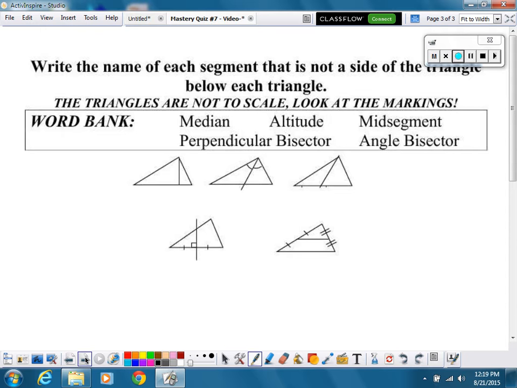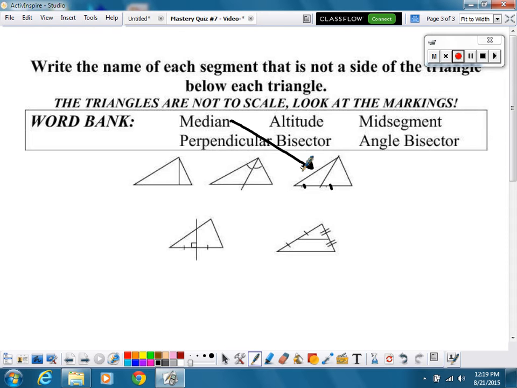The median, I know, starts at a vertex and cuts the opposite side into 2 equal parts and goes through the midpoint. And it looks like this picture over here identifies those 2 sides as the same, so my median is going to go here. Now I'm just going to use some arrows to save a little time here, but in your mastery quiz you should be writing the terms out.